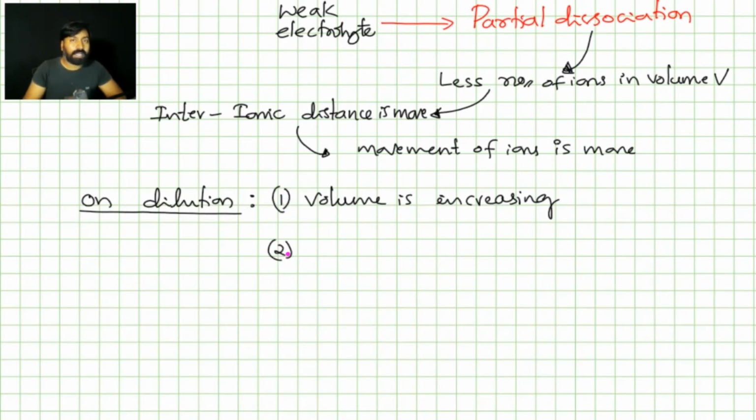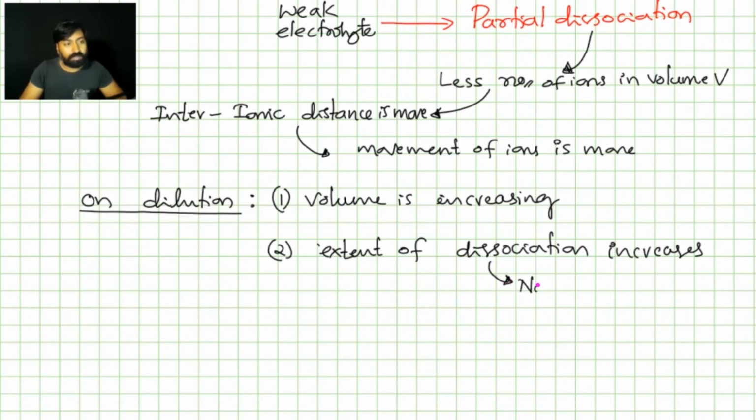Second point, as the electrolyte we have taken is a weak electrolyte, the extent of dissociation increases on dilution. As the extent of dissociation is increasing, the number of ions per unit volume is also increasing.